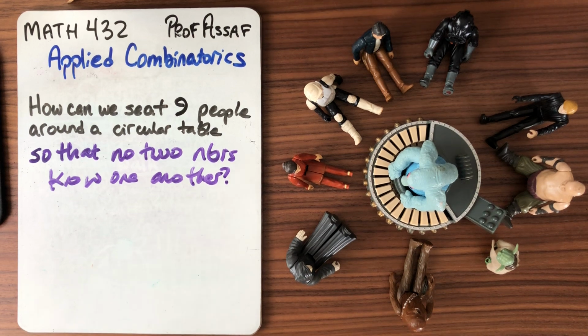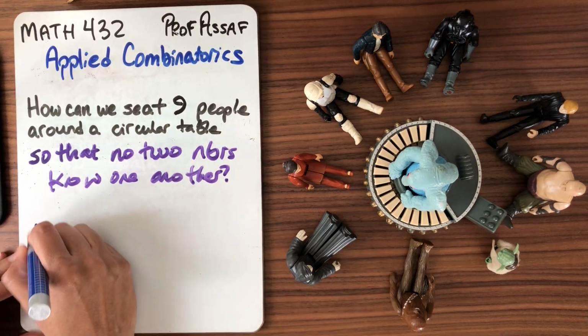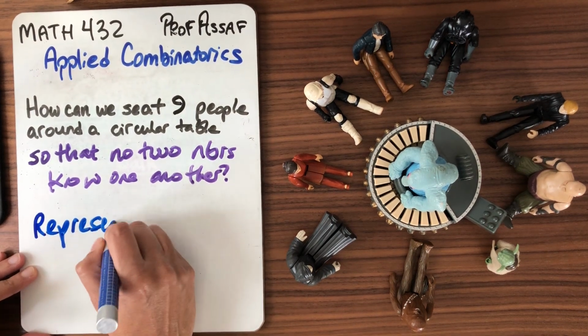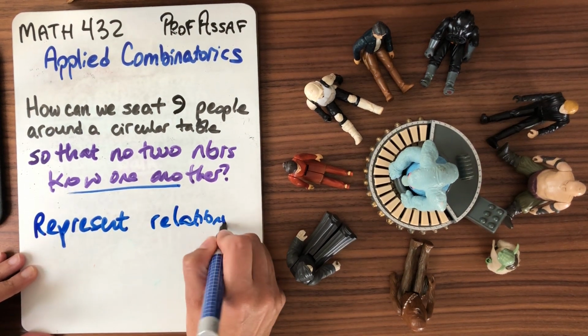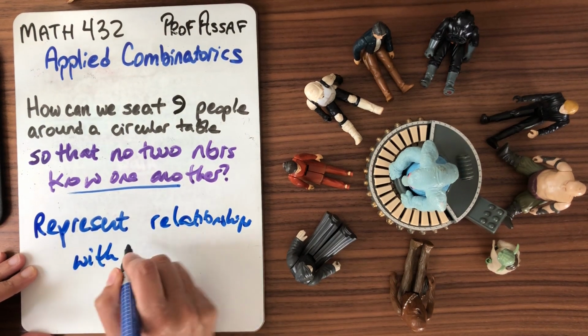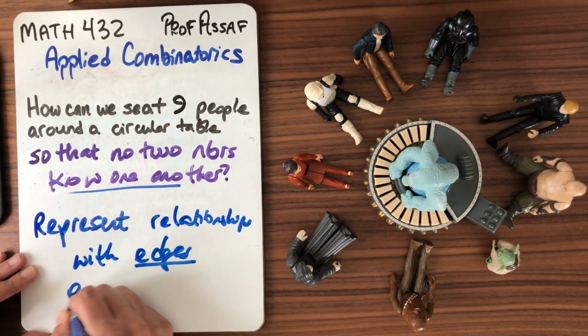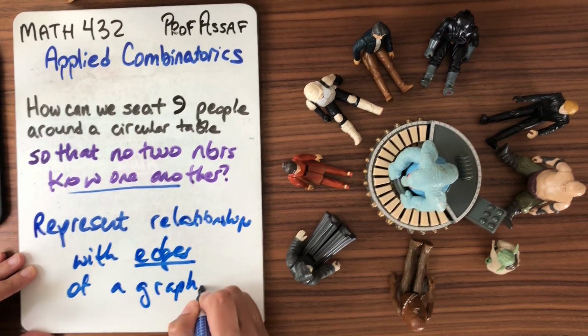But first, let's try to figure out how we can actually do this in a systematic way instead of just shuffling the people around in the way that I've done it. And the idea is you need to represent this information that we have in some kind of useful way. And so we're going to represent it with a graph. The easier way to do this problem is to represent the information that you have, which is who knows one another, so represent relationships with edges of a graph. So that's the key.